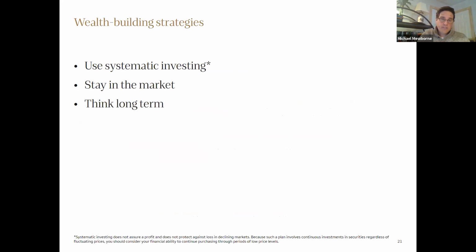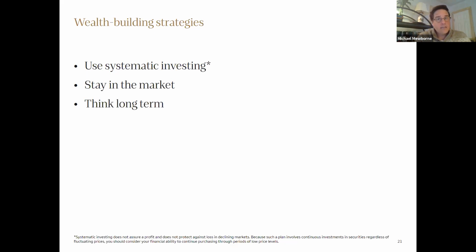There are 3 of them listed here on this slide, but I actually think there are 5 strategies that are important to remember. The first one is use systematic investing, which is dollar cost averaging. The second one is stay in the market, which is really my overarching theme here: hold tight, don't get too bent out of shape about the volatility that we're experiencing now. And the third one is think long term. That's a really good way to help weather market volatility, is to not think short term, because you might get whipsawed.